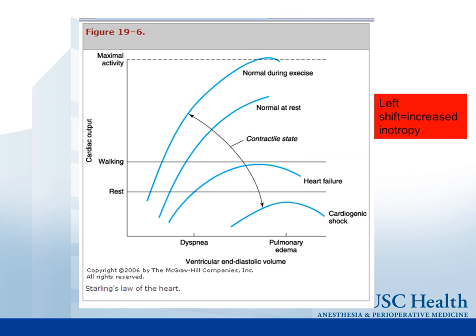And then, depending on your dysfunction or what's going on with your patient's heart, your Frank-Starling curve may shift. A left shift in the curve is usually going to mean you have some sort of increased inotropy for whatever reason. And then a right shift in your curve means decreased inotropy, shock, adrenal depletion, that sort of thing.